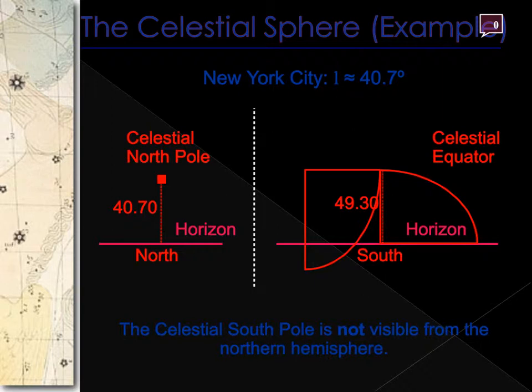So here we can see an example of New York City, which has a latitude of about 40 degrees. That would mean that the celestial North Pole from New York City would be at exactly the same altitude. So that's where we would find it in the sky.